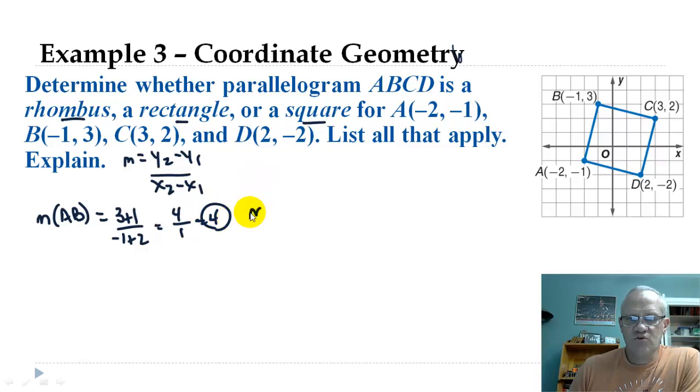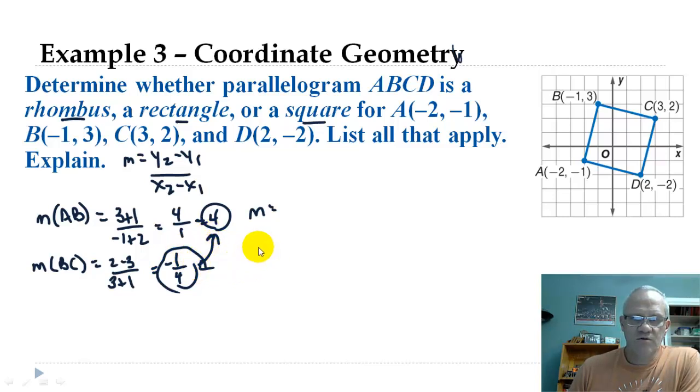And then let's do the slope of BC. So if we're going to do BC, I'm going to go 2 minus 3 and 3 plus 1. So this would be negative 1 over 4. Hey, look at that. Those are negative reciprocals of each other, aren't they? Okay, great. So what we did here was we showed that this is a 90-degree angle.